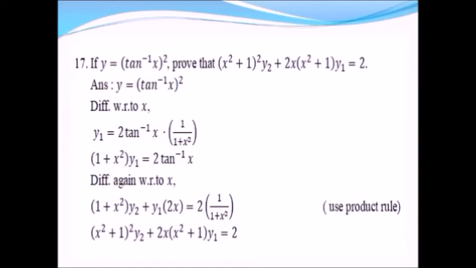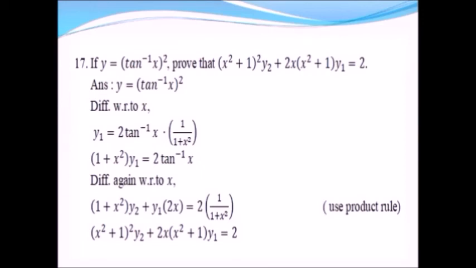x whole square. Differentiate with respect to x. Differentiation of y is y1 is equal to differentiation of tan inverse x whole square is 2 tan inverse x into 1 by 1 plus x square. I am using cross multiplication, that 1 plus x square term goes up to the left side, that is 1 plus x square into y1 is equal to 2 tan inverse x.